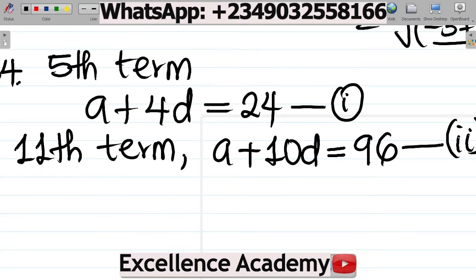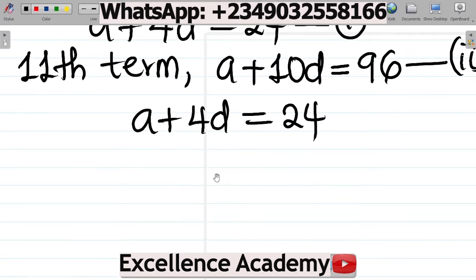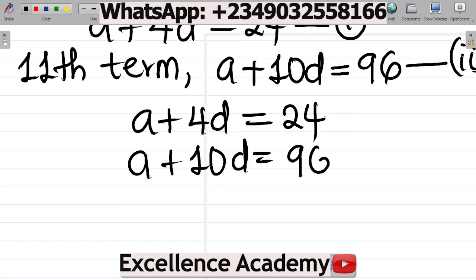We are asked to find the value of the first term, which is A. So how do we solve for A? Equation 1 says A plus 4D is equal to 24. Equation 2 says A plus 10D is equal to 96.